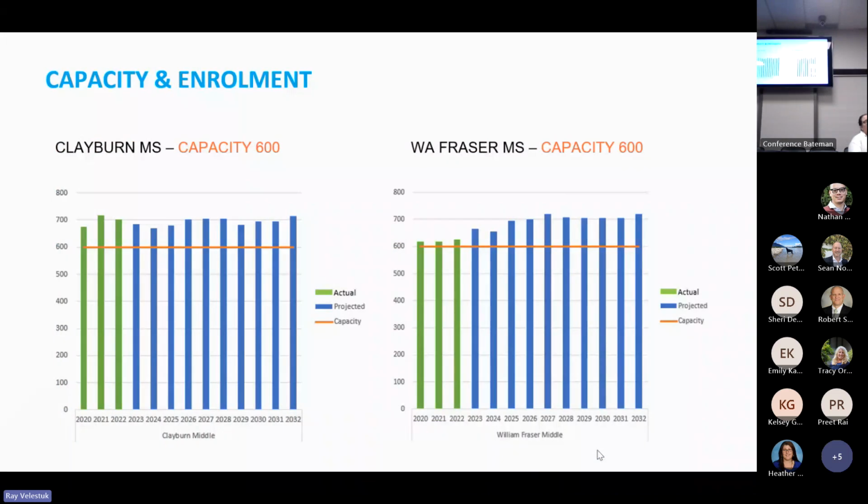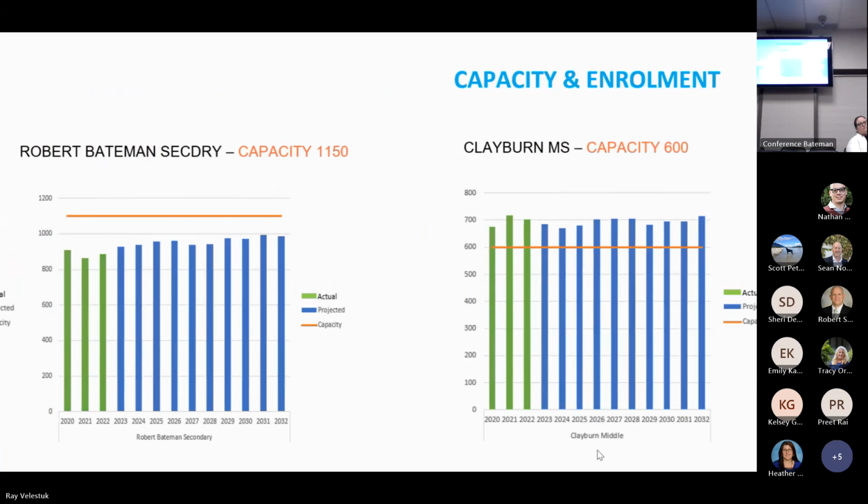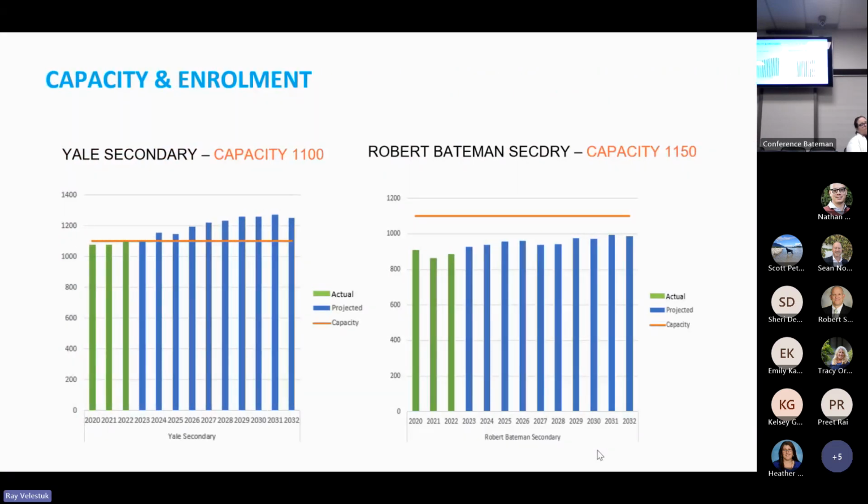So just looking at the capacity and current enrollments of both of those middle schools, you can see they're both over capacity and will remain over capacity for the foreseeable future. We do have Fraser on our capital plan for an addition. So that's something that's in the works at some point. And Yale is currently operating at capacity, but is forecast to continue to move up over capacity in the coming years. And there's still some room at Bateman Secondary for additional enrollment.